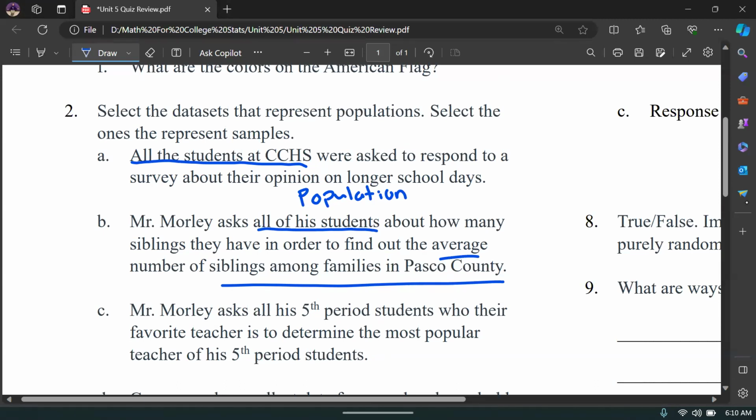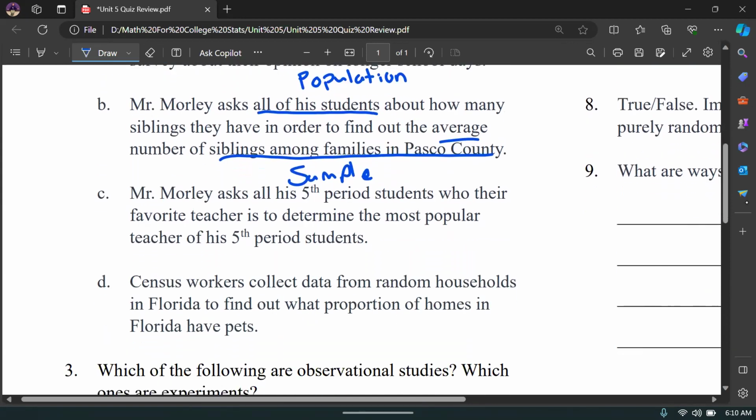I'm not asking all of Pasco County. I'm asking just my students to make a discovery for all of Pasco County, which makes my question to my students a sample, right? So this one is a sample. Again, it's because I am focused on one group to find information for a larger group. That's what makes that a sample.